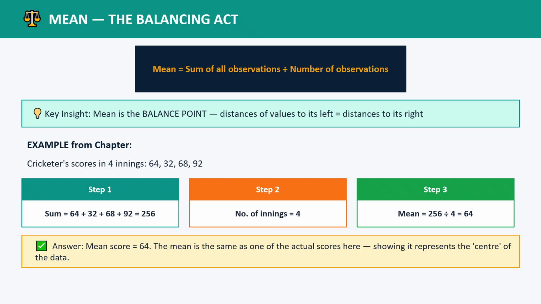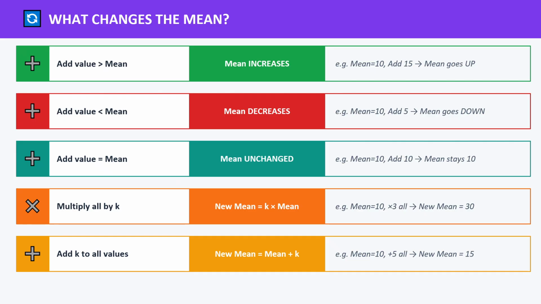Now let's understand how the mean changes. If you add a number greater than the mean, the mean increases. If you add a number smaller than the mean, the mean decreases. If you add a number equal to the mean, the mean stays the same. If you multiply all values by a number, the mean also gets multiplied. And if you add a fixed number to all values, the mean also increases by that number.